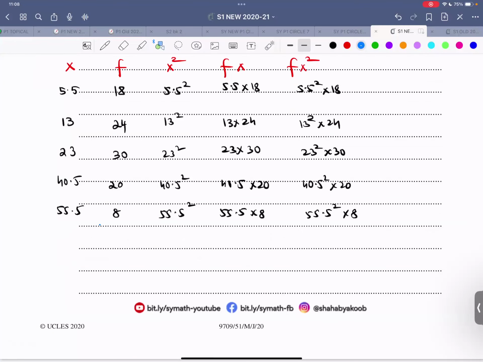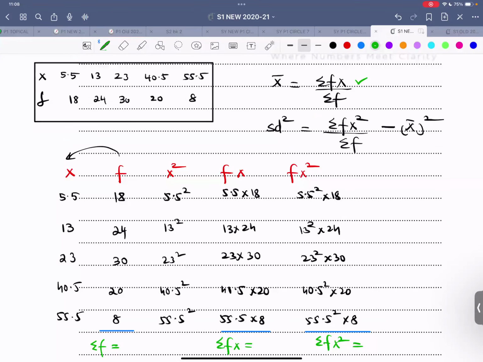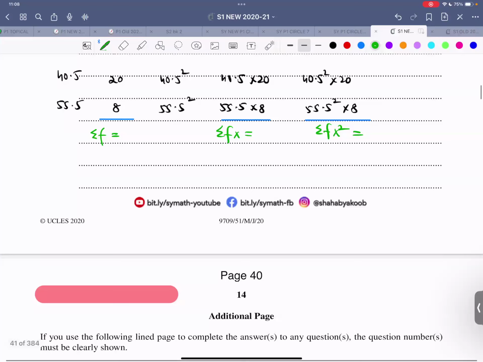So you need sigma f, sigma fx, and sigma fx square. So this is sigma f over here, sigma fx over here, and sigma fx square over here. We will plug the values where they belong: sigma fx over sigma f, and sigma fx square over sigma f minus x bar square. And then we will have values for x bar.